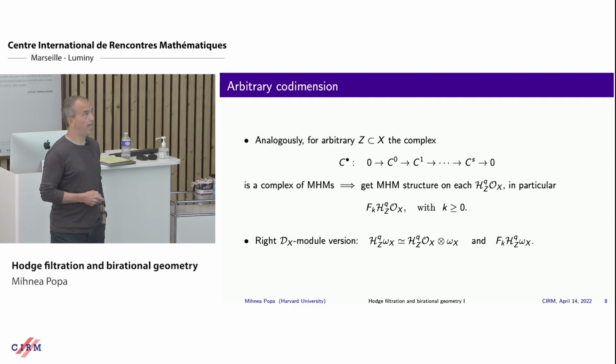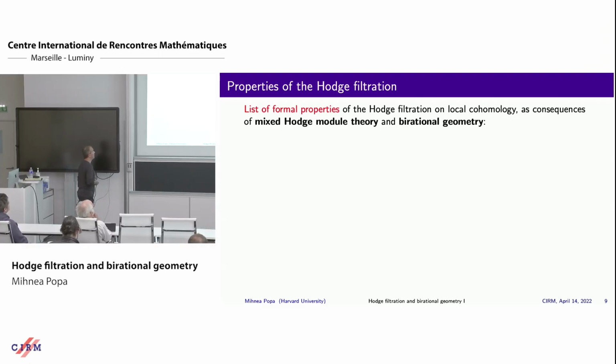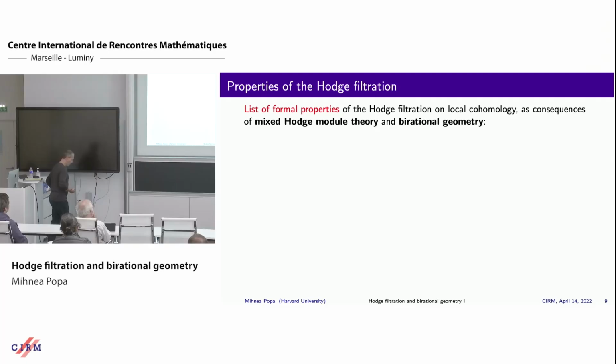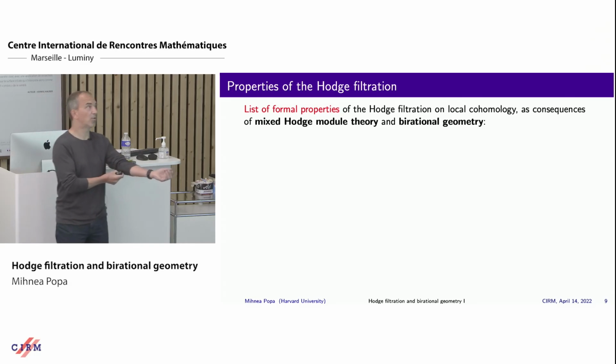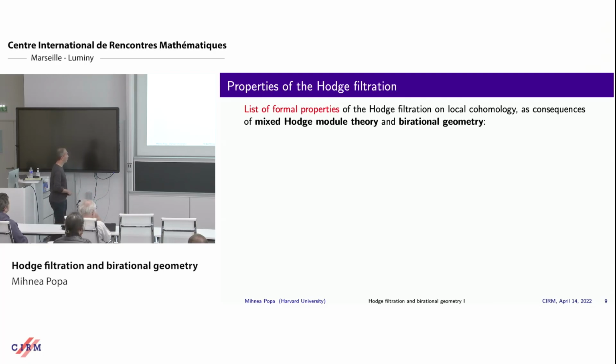Okay, so this is what I wanted to say, that what I will do is give you a long list of formal properties of the Hodge filtration that we deduce either from mixed Hodge module theory or from birational geometry or a combination of the two. And so, it's a few key features that allow us to use it in practice and hopefully will be useful for more and more things. So let's list some properties, and then I'll show you later on a few applications, and Mitch, I will show you more.